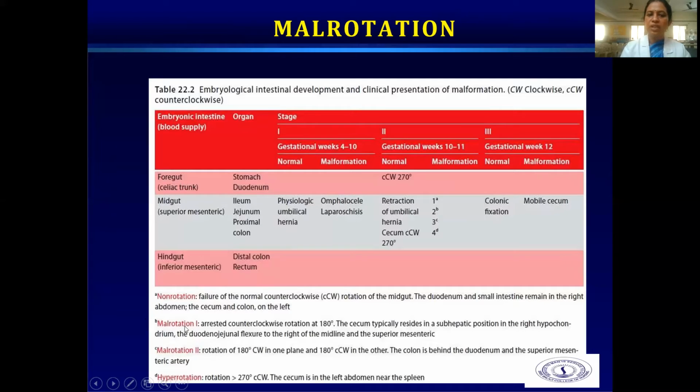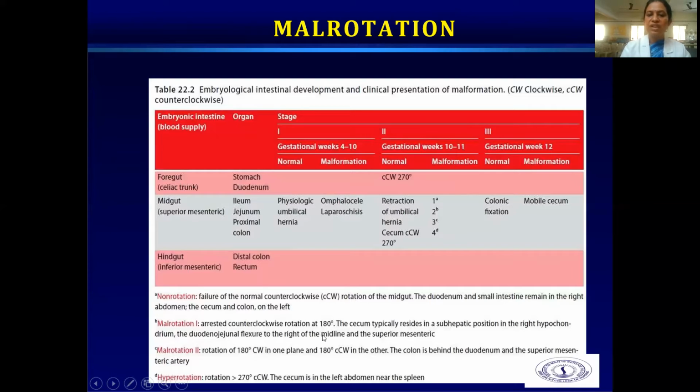Second one is malrotation 1, which is arrested counterclockwise rotation at 180 degrees. Malrotation 2, that is rotation of 180 degrees clockwise in one plane and 180 degrees CCW in the other. This usually occurs in the colon. Whereas hyperrotation is a rotation of more than 270 degrees CCW. The cecum is in the left abdomen near the spleen.